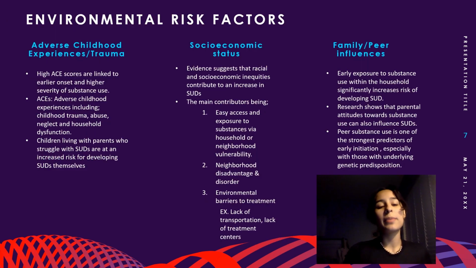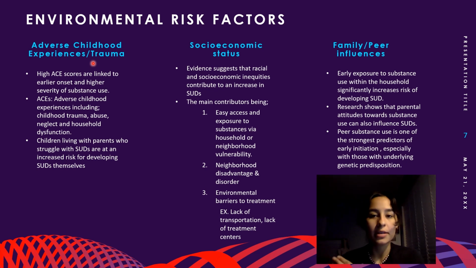All right, now that we went over the biological risk factors, let's go over the environmental risk factors. In the studies that I reviewed, I found 3. Number 1, adverse childhood experiences or trauma. Number 2, their socioeconomic status. And number 3, family and peer influences.